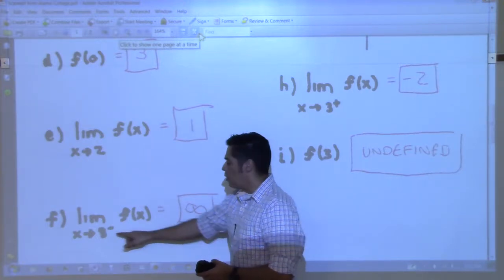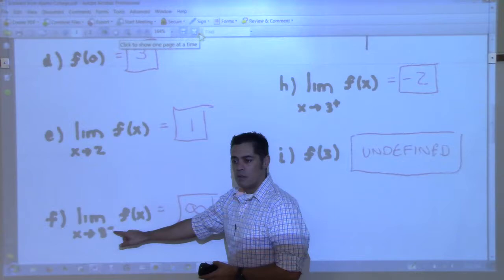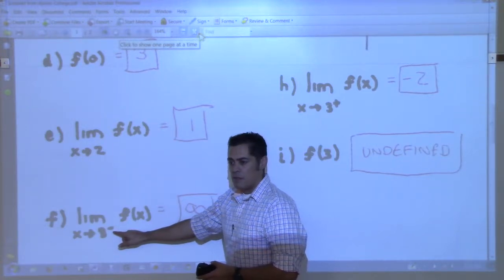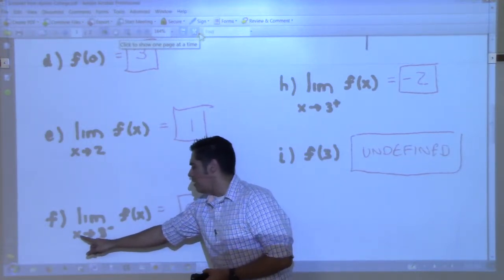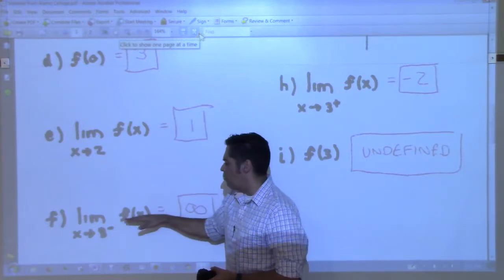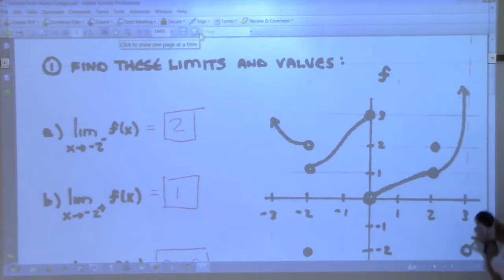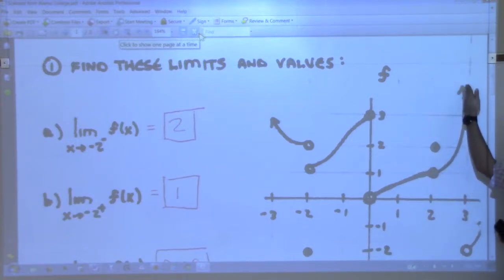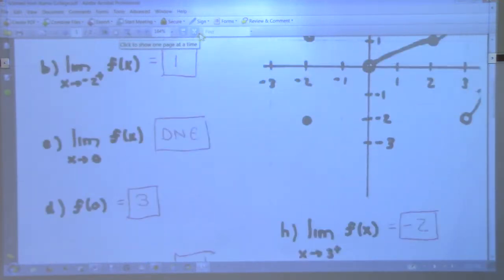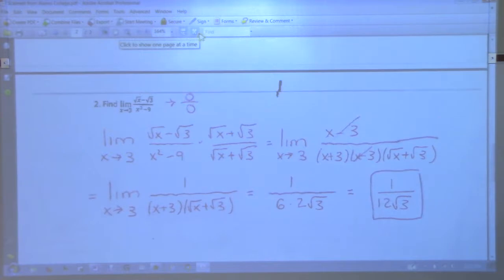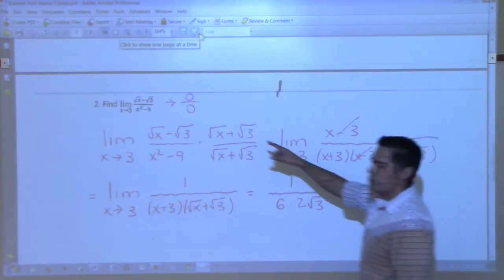Nope. We're approaching 3 from the left, right? That's what this means. We're trying to let our x values approach 3 from the left-hand side. We're saying, what does our function do? So here's 3. As we approach from the left, our function is doing what? As we get closer and closer to 3 from the left, it goes up and up and up, keeps going forever. So the arrow implies that that's a vertical asymptote. Understand? Okay.